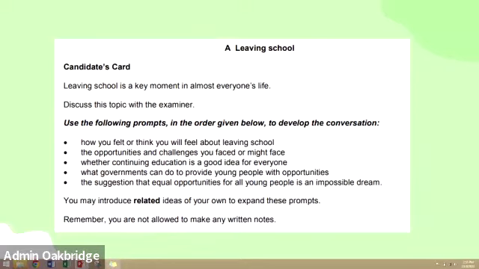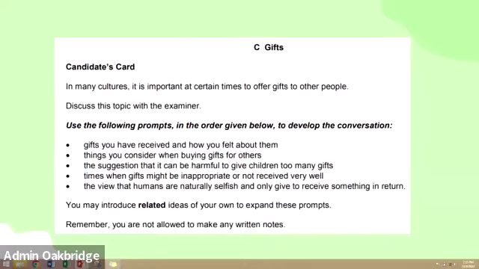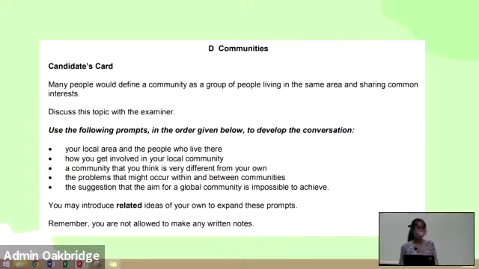All right, so this is just a sample. I'm going to show you another sample card. This is topic card B. The title is Air Travel. Okay, this is talking about people who travel by air. And then there's topic card C. It's about gifts. Okay, you all know what gifts are, right? Presents. All right, so they're talking about the times that you offer gifts to each other. And topic card D about communities. All right, society, about people who live in the same area, sharing the same interests.